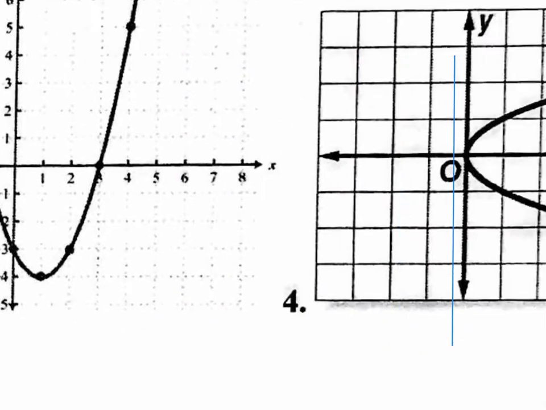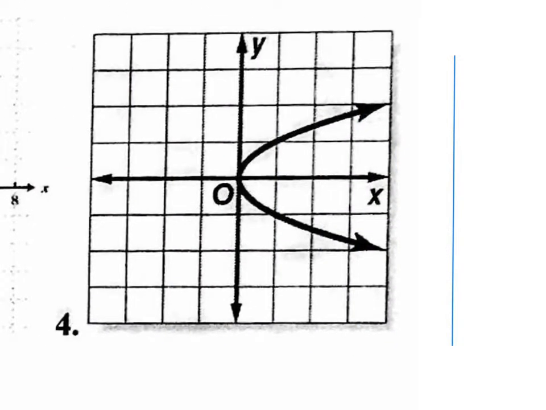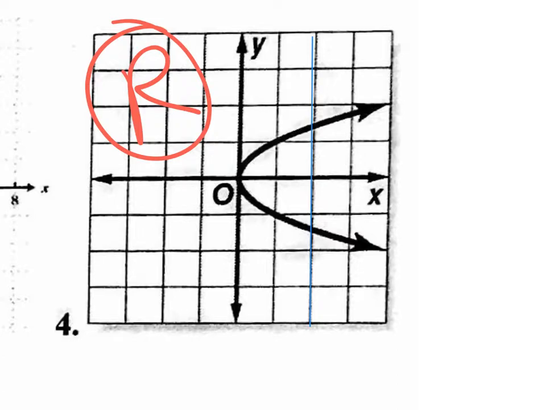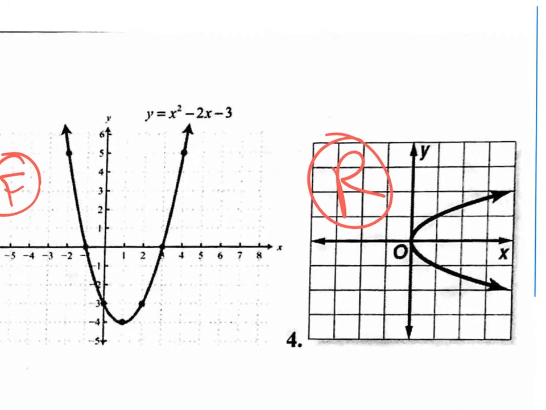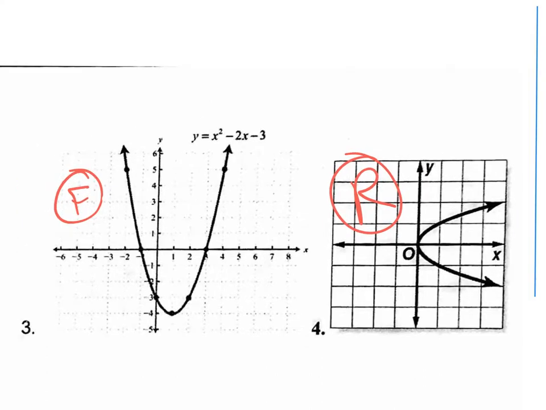Number 4. Oh yeah, here's one that's sideways. What is this? This is definitely a relation. Put an R right there, relation. By the way, all functions are relations, but not all relations are functions.